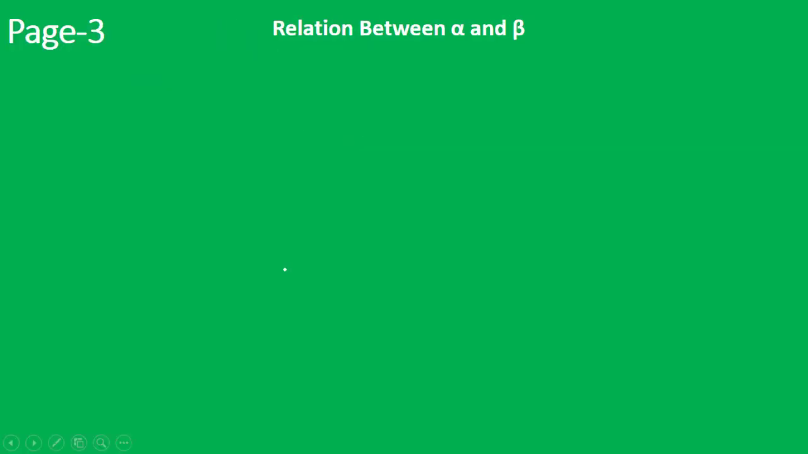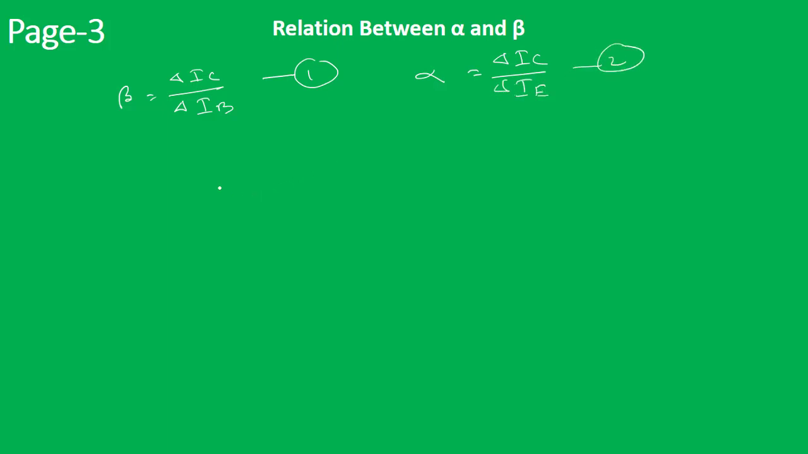So next is the relation between alpha and beta. Alpha you have seen is the current gain in the common base configuration, and beta is the current gain of CE configuration. So we have seen here beta is equal to delta IC by delta IB. So let us call it equation number 1, and we have seen that alpha is equal to delta IC by delta IE. So let us call it equation number 2.